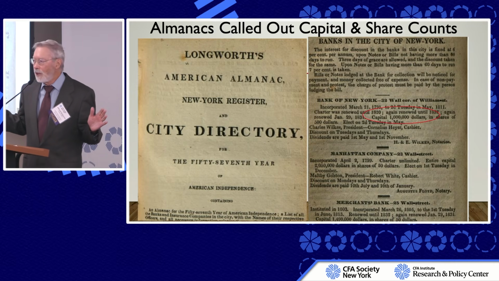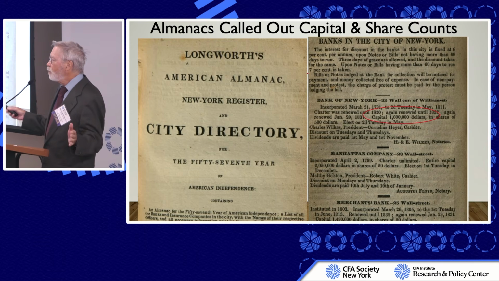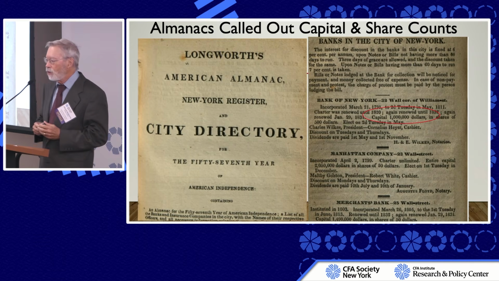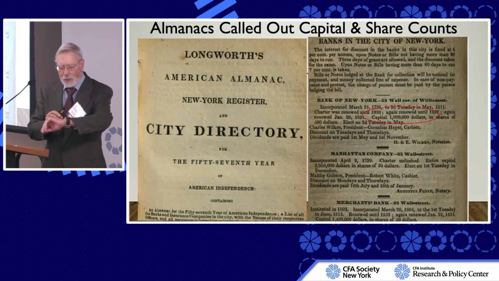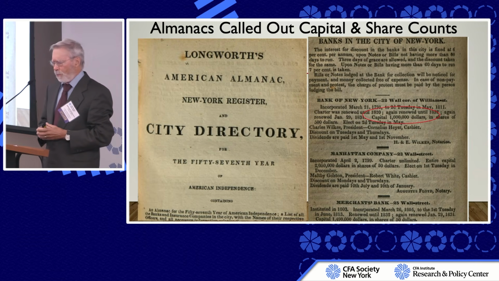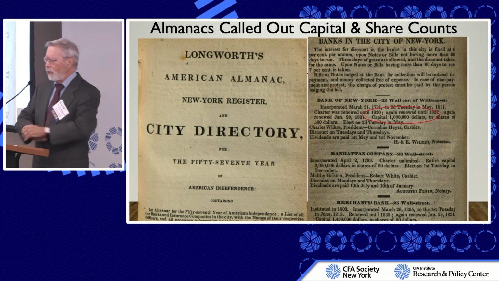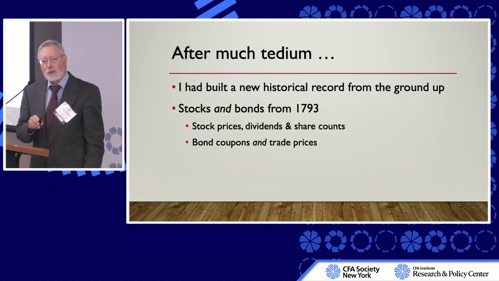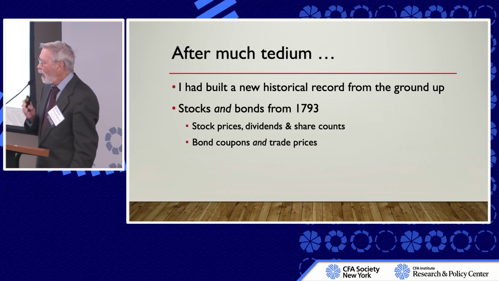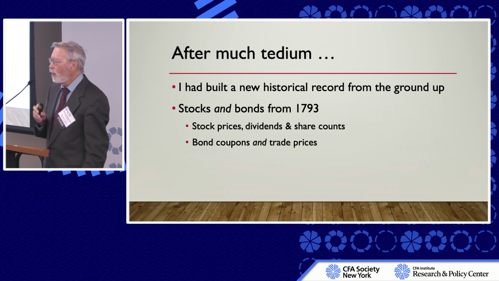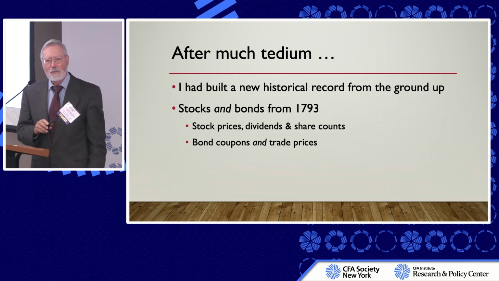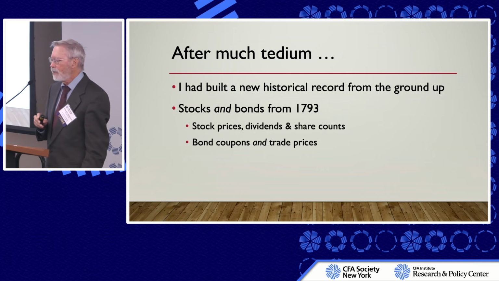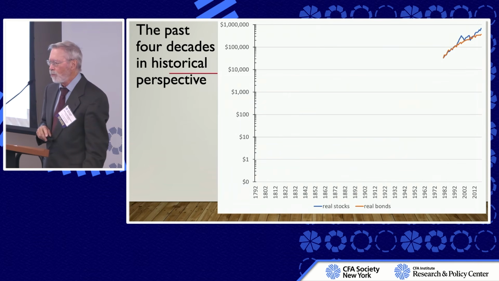You didn't see any share counts on that slide. Okay. For that, you have to go back to digitized almanacs and directories. Cities bragged about their capital at that point. New York: Bank of New York, $1 million. Manhattan Company, 2.05 million. Merchants Bank, 1.49 million. And the share prices. After much tedium, I had built a new historical record from the ground up. I have the returns on stocks and bonds from 1793, prices, dividends, and share counts, coupons, and trade prices.